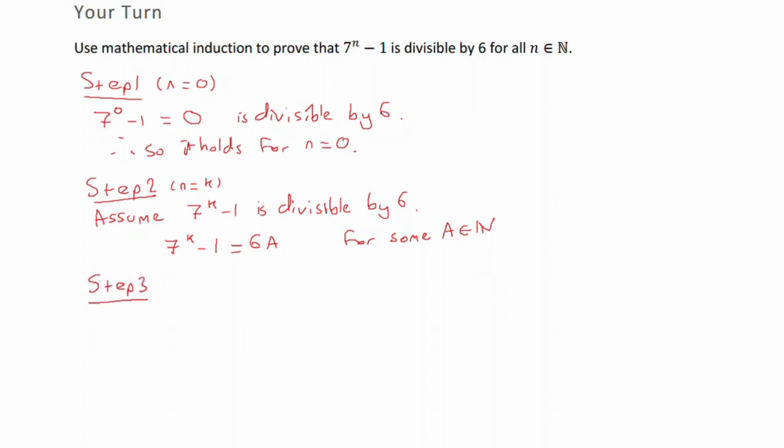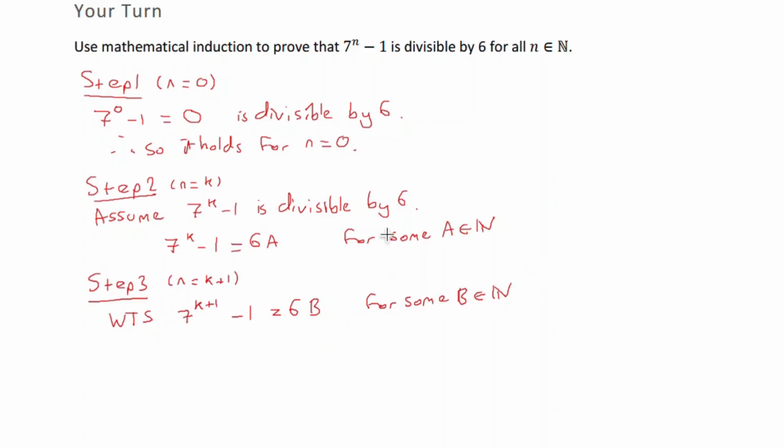Step 3, our inductive step, when n is equal to k plus 1. What we want to show is that 7 to the k plus 1 minus 1 is equal to 6b for some b in the natural numbers. So we're trying to show that 7 to the k plus 1 minus 1 is also divisible by 6.